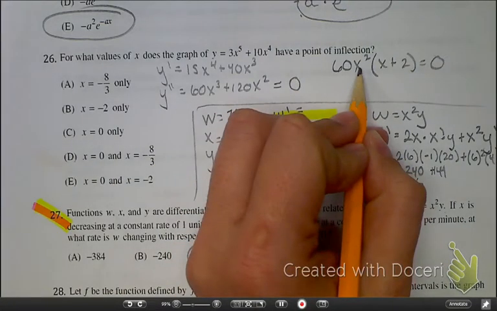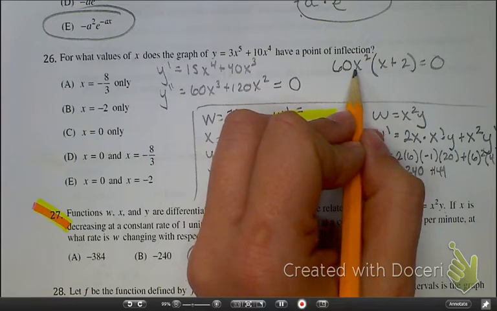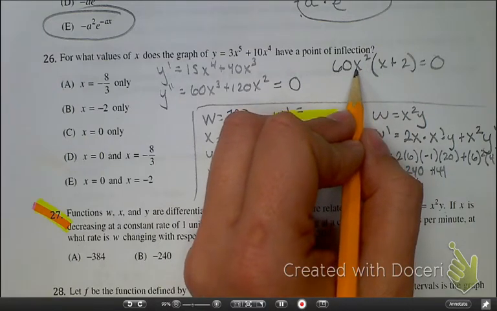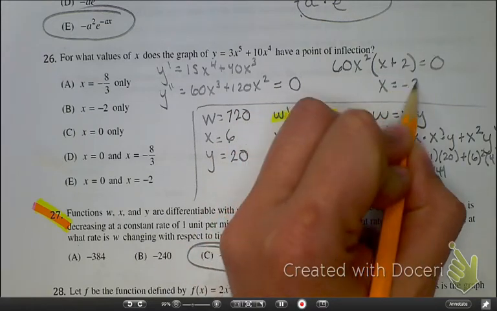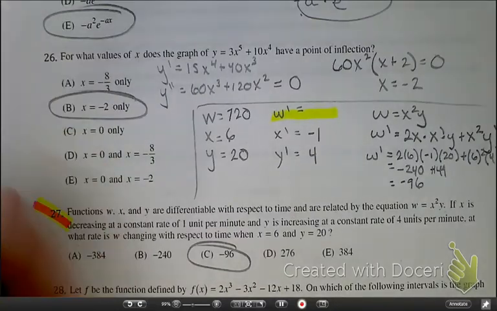60x squared is not going to give me a point of inflection because I have a 0 at 0, but it bounces because of the squared. So that's not going to be a point of inflection. X plus 2, however, is going to give me a point of inflection at negative 2. So B is the correct answer choice here.